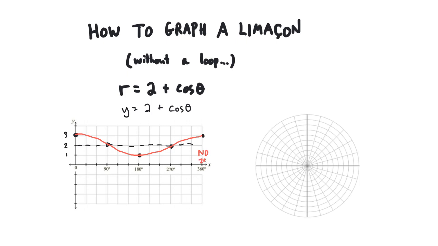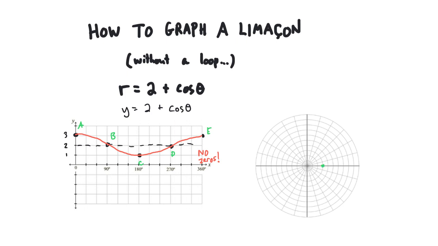And notice that there are no zeros. It never crosses the x-axis. That means the radius never turns negative, and thus our Limacon will not have a loop. So the points are A, B, C, D, and E.